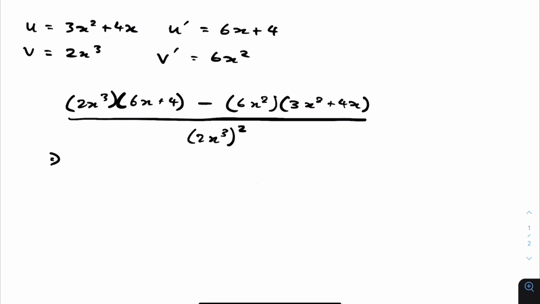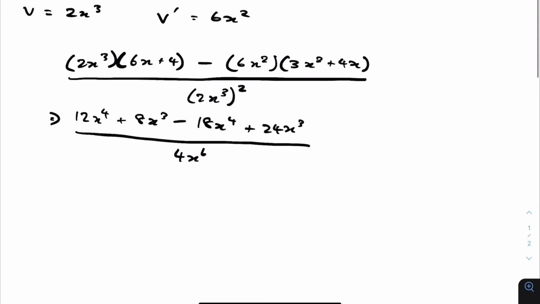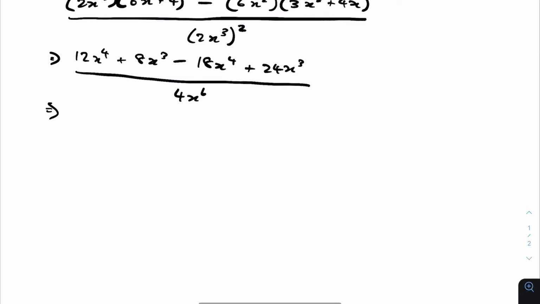Let's simplify. In the next problem I won't simplify it, but here I'll simplify to show how the algebra works itself out. You have 12x to the power of 4 plus 8x cubed minus 18x to the power of 4 plus 24x to the power of 3, divided by 4x to the power of 6. Indices are quite helpful when you're working with these kinds of things. Then let's collect like terms in the numerator. 12x to the power of 4 minus 18x to the power of 4 is negative 6x to the power of 4.